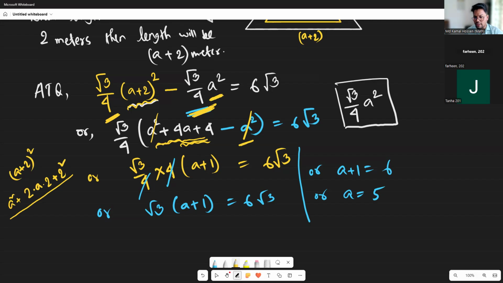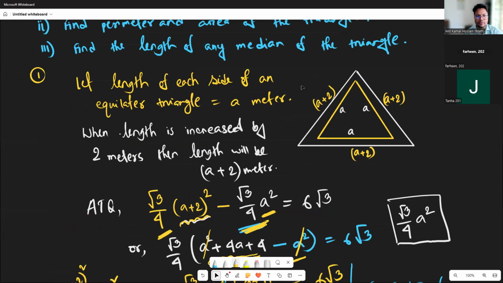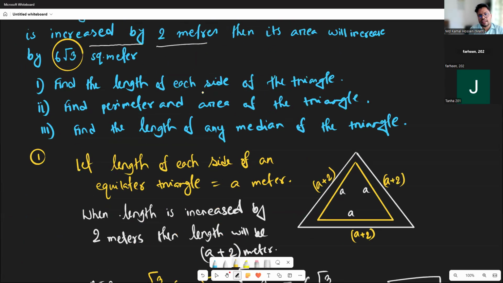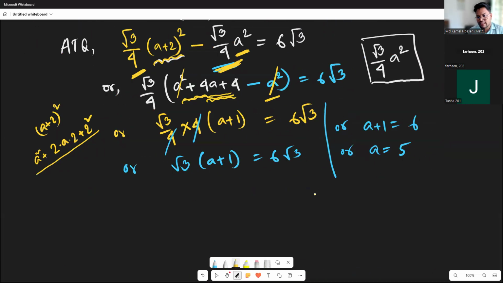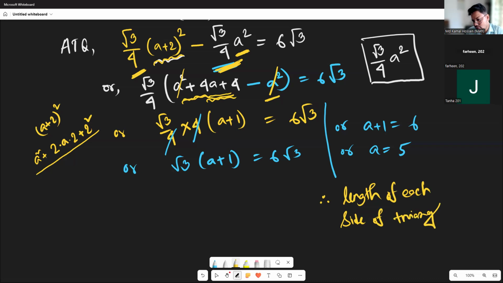Yes, sir. Okay. Now this is the length of each side of the triangle. Now, what is our requirement according to the question? See the question again. Find the length of each side of the triangle. Okay, our answer is clear. First question answer is okay, according to the requirement. So length of each side of the triangle is equal to 5 meter, and this is our answer.